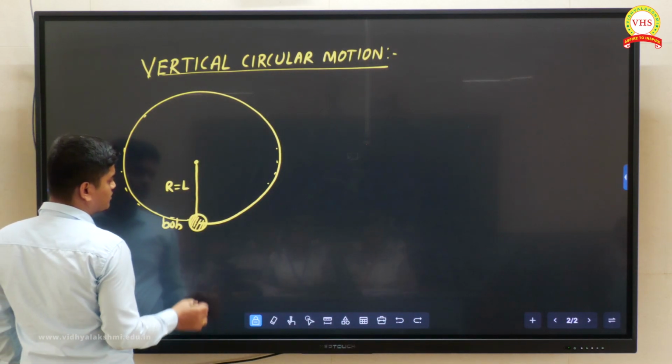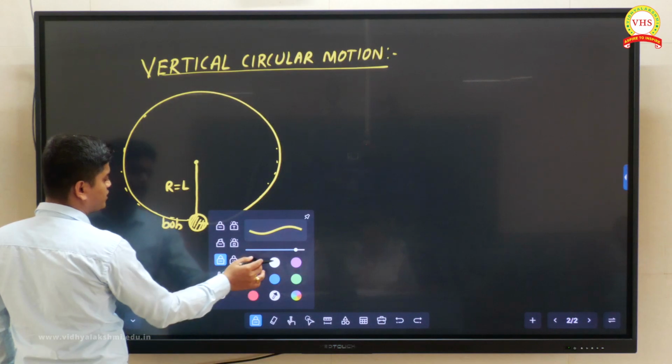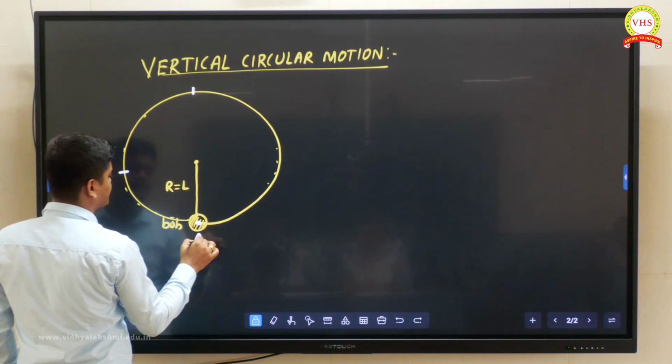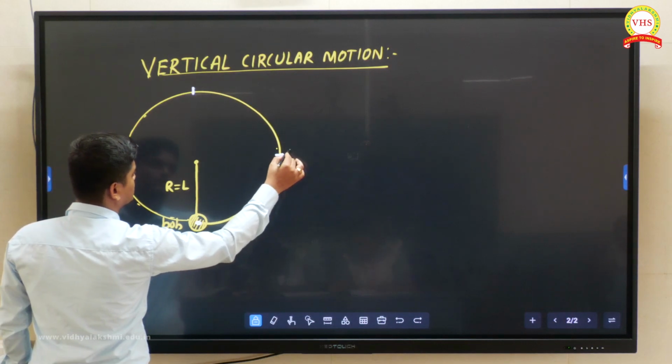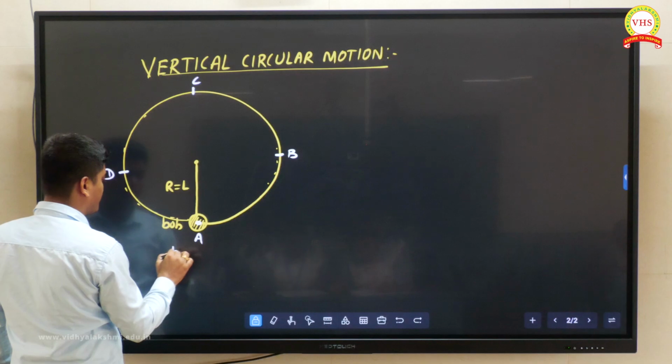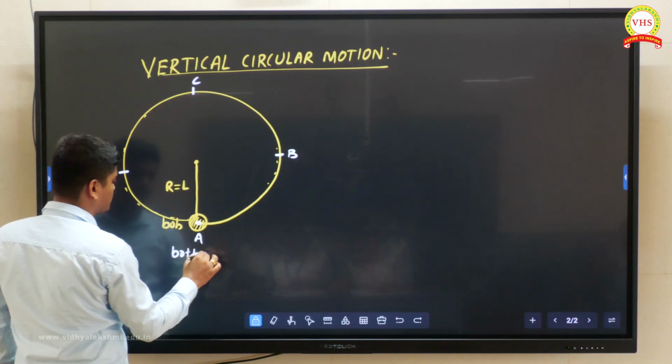Now all of you listen here. Here some points I am taking. Here 4 points I am taking. This I am writing as A point, the bottom point. Here B, here C, here D. Okay, this one I am telling is a bottom point.